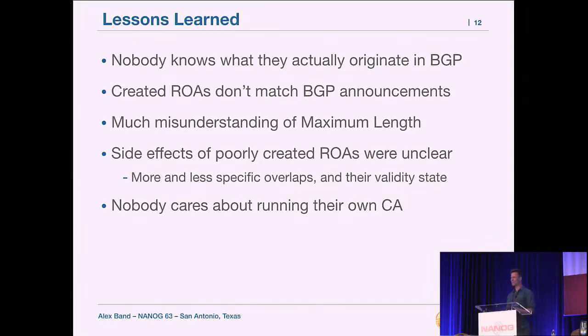Nobody understood maximum length. And that is also really complicated in the way that the standards were set. It doesn't really give you a lot of insight into what more specifics do. So more specific overlaps, but also less specific overlaps, and also partial overlaps. So if you create a ROA that only partially overlaps with what you're actually announcing, then what will happen? None of those side effects were clear. People didn't know how to solve that.